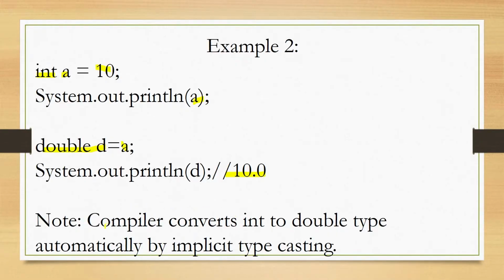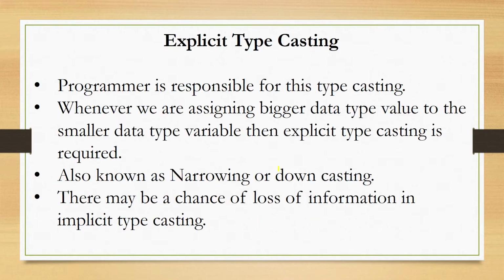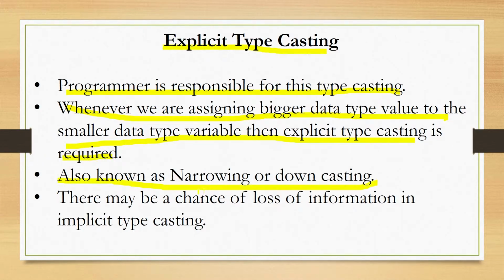So let's move on. Here the compiler converts int to double type automatically by implicit typecasting. Now that we have finished implicit, we will see explicit typecasting. The programmer is responsible for this typecasting, and whenever we are assigning a bigger data type value to a smaller data type variable, explicit typecasting is required. It is also known as narrowing or downcasting, and there may be a chance of loss of information.